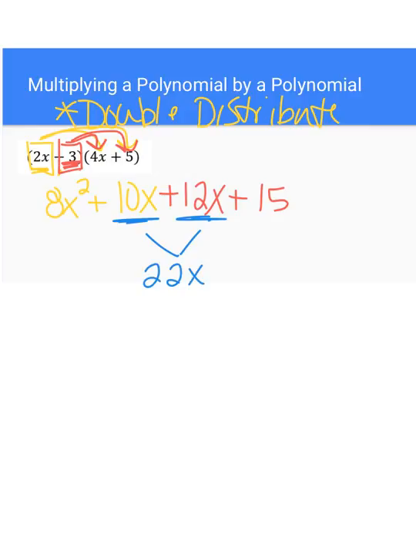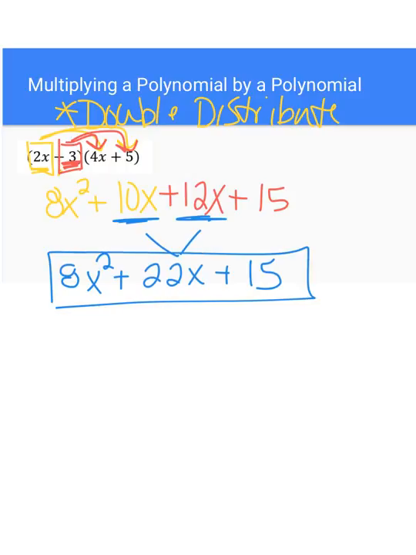So my final answer, I'm going to include the 8x squared with my 22x and the 15. Okay, so if you notice some like terms, I want you to add those together, kind of clean it up. So it looks like we have a trinomial for our final answer.